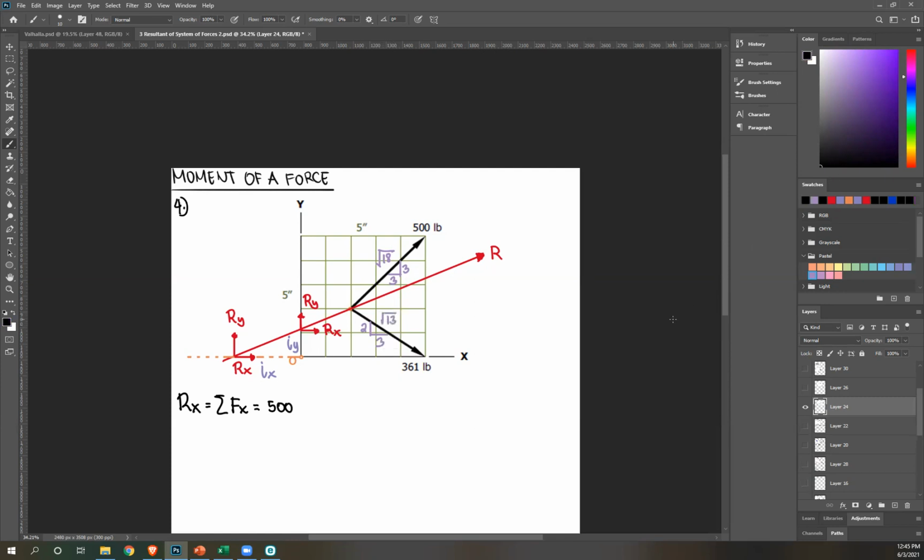We can get the x component. So this is the x component, so I need the horizontal, which is 3, times 3 over the hypotenuse, square root of 18. Next, get the x component of the 361-pound force. To the right, so positive. So plus 361 times, this is the x component, so I need the horizontal, so that's 3 over square root of 13. Please solve. What's the answer?